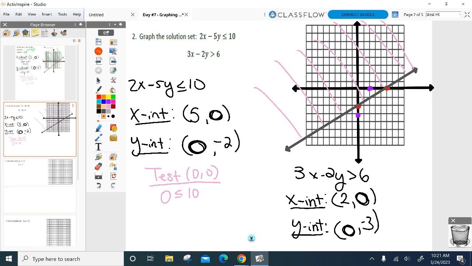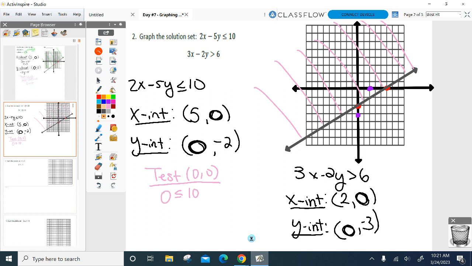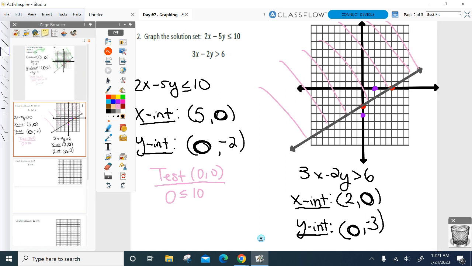I don't know if anybody went ahead of me here, but what type of line are you graphing here? Dashed. This is why I suggest graphing in pencil if you have one, because you can easily make your solid line dashed by erasing in the middle.